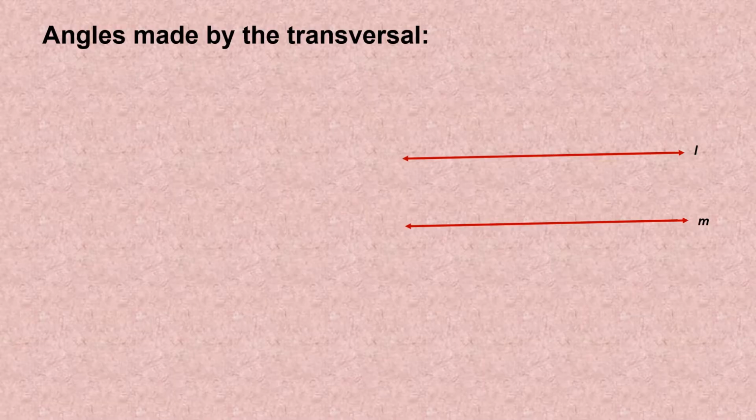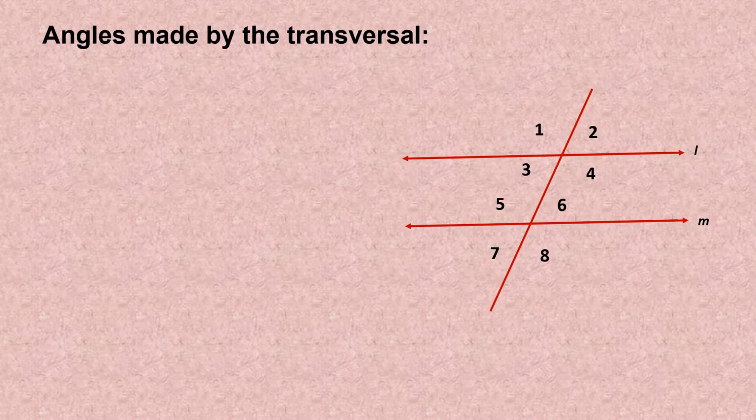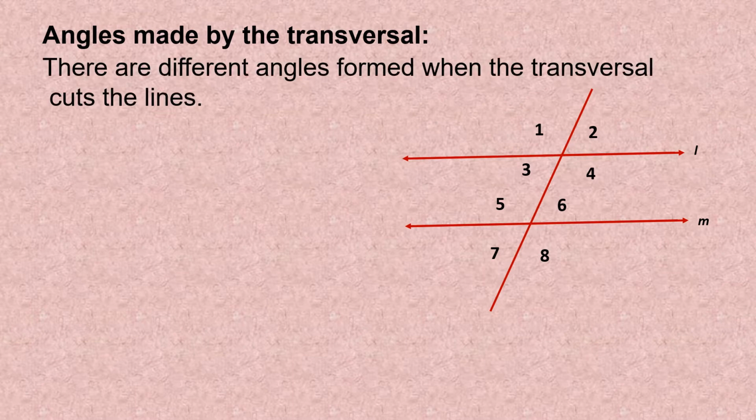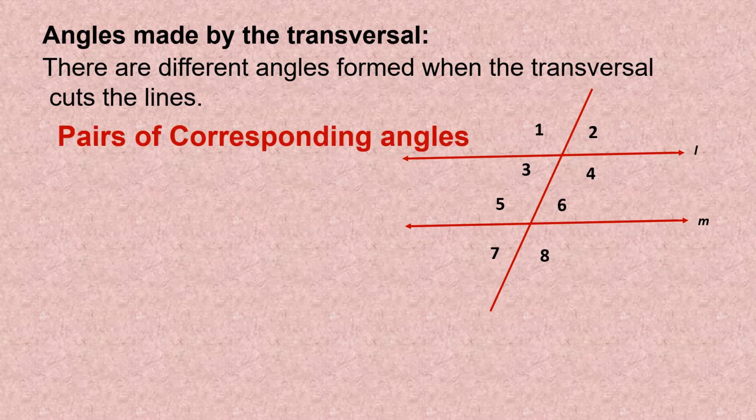Angles made by the transversal. Here we have two lines L and M. It is cut by a transversal. We have 8 angles here: 1, 2, 3, 4, 5, 6, 7 and 8. 8 angles formed in these two lines when it is cut by a transversal. So there are different angles formed when the transversal cuts the lines.